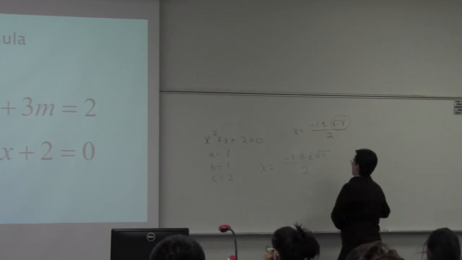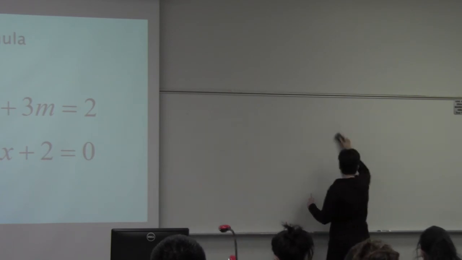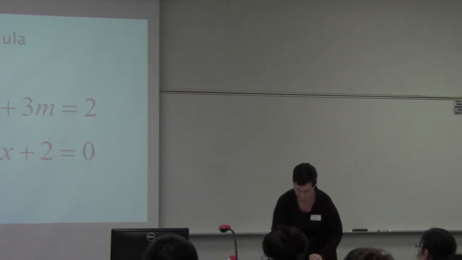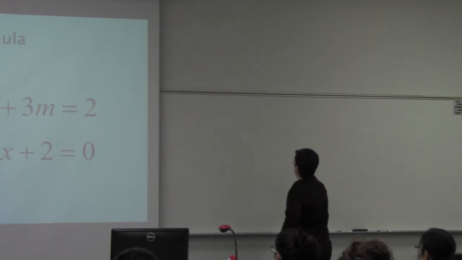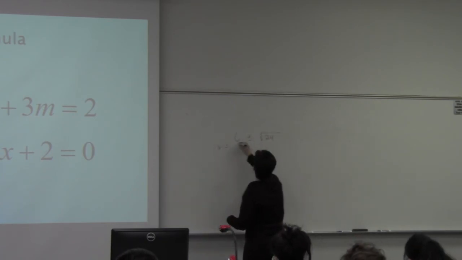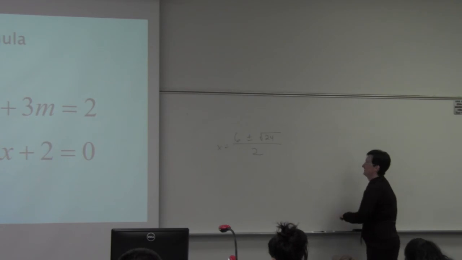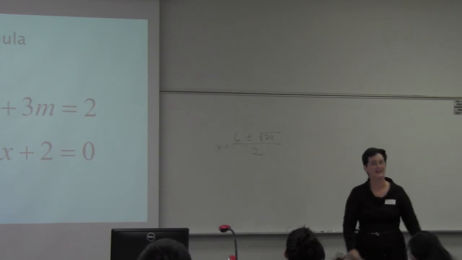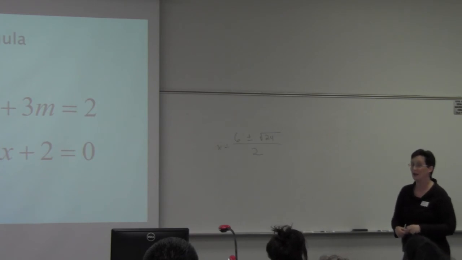All right, so let's look at simplifying. Let's say that you did a problem and you ended up with 6 plus or minus the square root of 24 all over 2. And you put that in the computer and it said, why is this not the answer? You have to do a whole lot of simplifying.